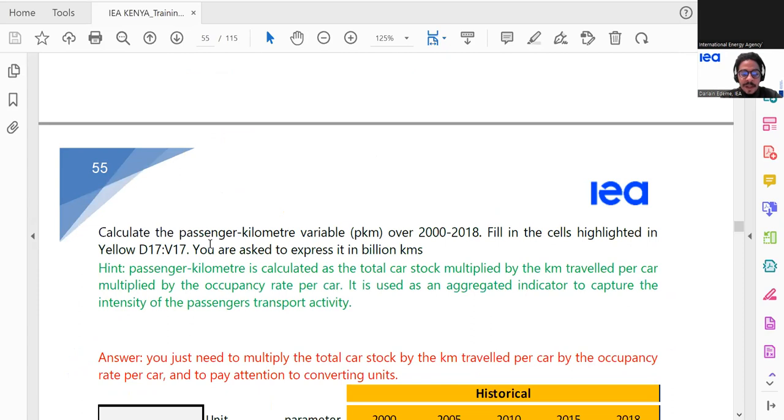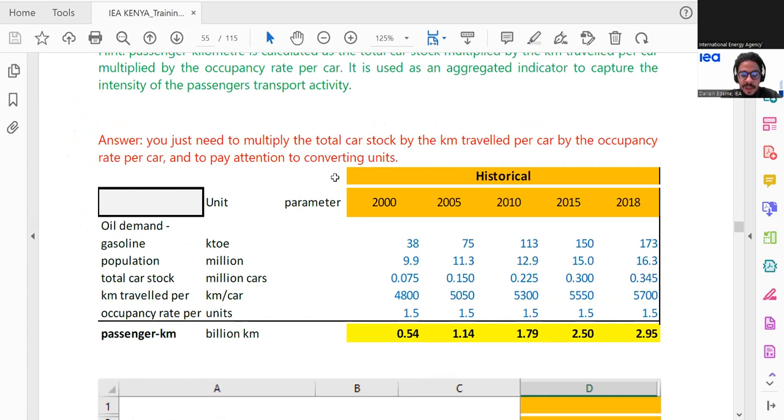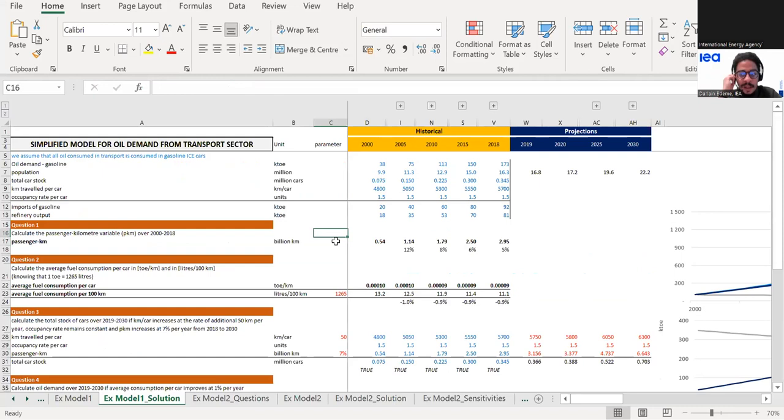So here you can see that this variable is calculated through the multiplication of the total car stock, the kilometers traveled per car, and the occupancy rate per car. Pay attention, because in this Excel file we ask you for specific units of measurement. In this case, you were asked to provide the answer in billion kilometers, so based on the unit of measurement, you have to divide this value by 1000, so divide by 10 to the power of 3.